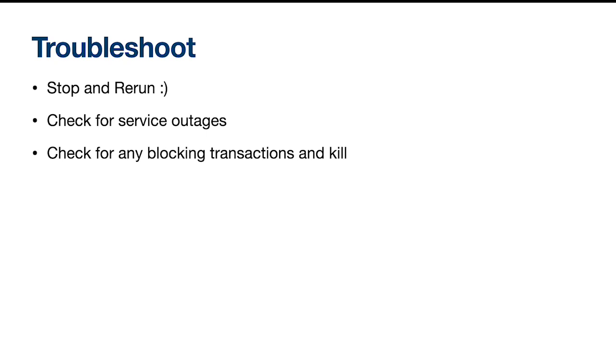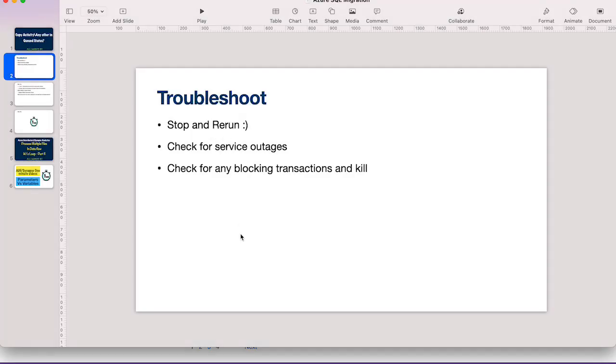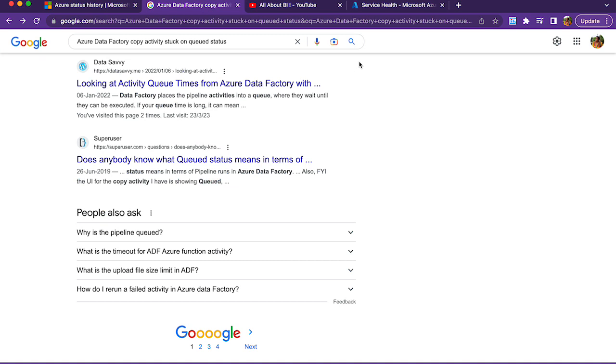What else? If we don't have access, or even if we have access and the stop and rerun doesn't work, what else do we do? We'll check for service outages. So how can we check? There are lots of options available to do this. Where can we check the service health? There are two options. Service health, in the sense of whether there is any outage happening in Azure regions that is preventing your pipeline and activities from running.